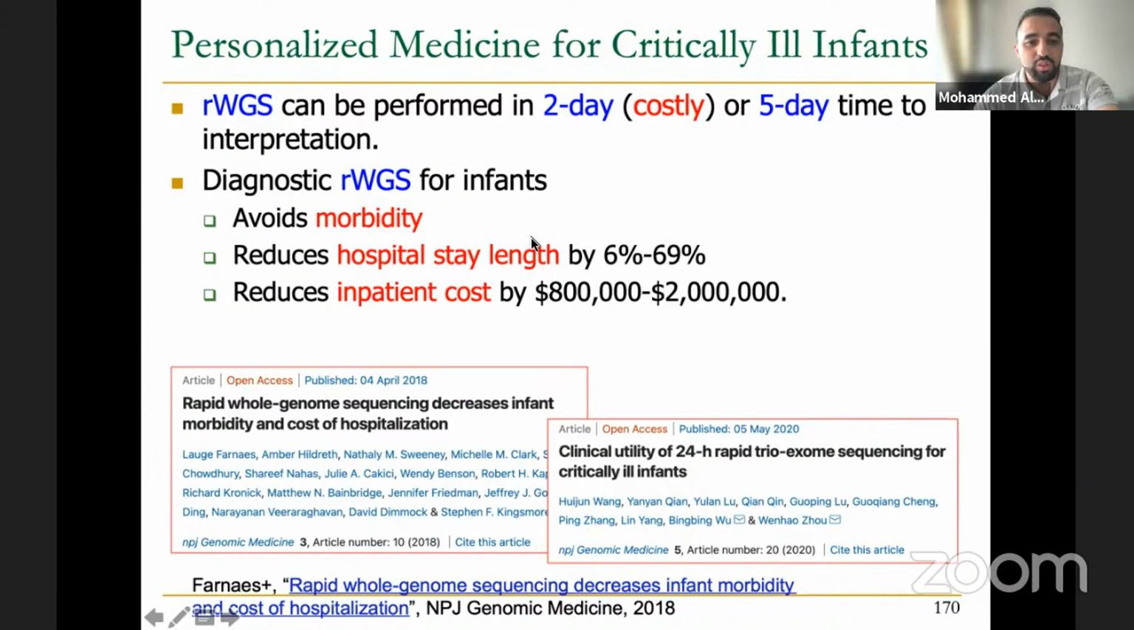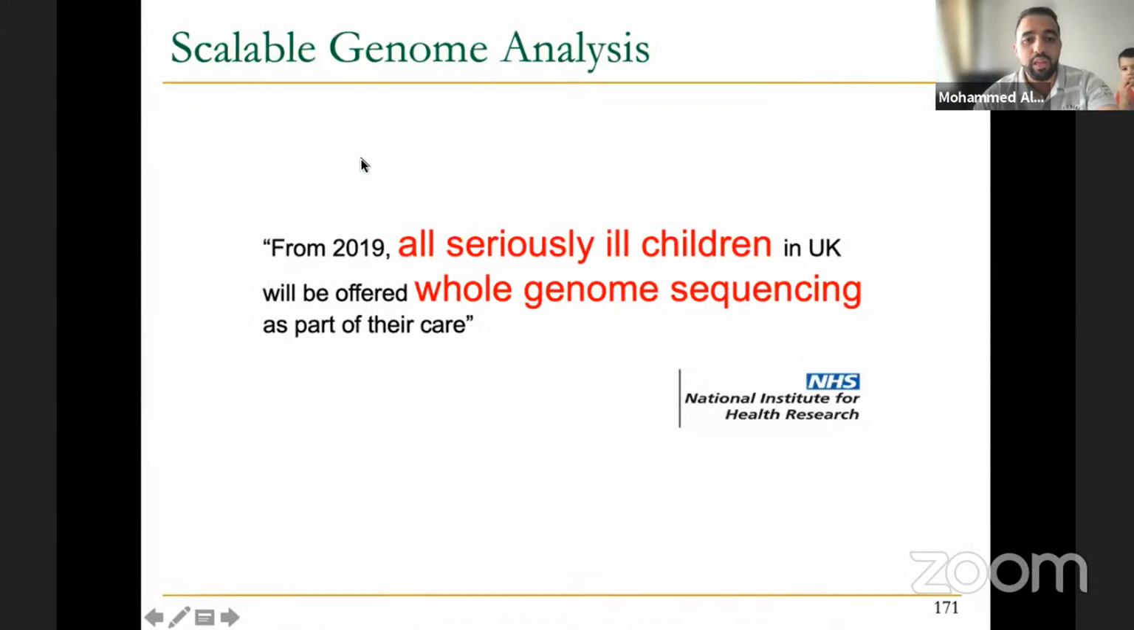And there are a lot of papers showing the benefits of doing whole genome sequencing quickly, and that avoids morbidity and reduces the hospital stay length and the cost significantly. And for that, the UK started to have whole genome sequencing for all seriously ill children starting from 2019. So you can think about the need for a really scalable analysis where you are ready to do the sequencing for all admitted children in a day. So we are not talking about the execution time for a single analysis, but rather how scalable you can go, how many DNA samples you can process in a single day, for example.